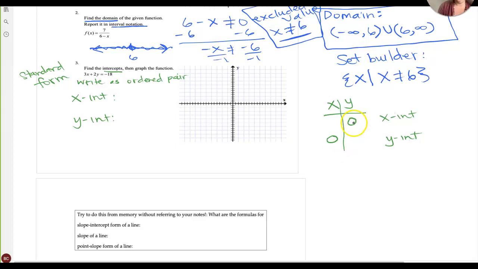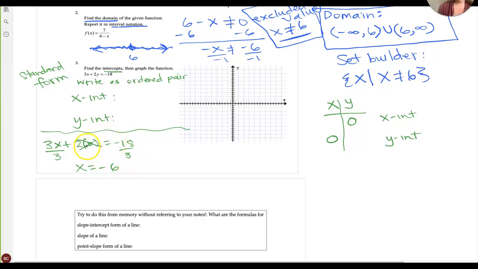Okay, so when we put 0 in place of y into this equation, I'll put some work down here. So I'll have 3x plus 2 times 0, because I'm letting 0 go in place of y, equals negative 18. 0 times anything is just 0, so that term is gone. So really all I'm doing to solve for x is dividing by 3. So I get x equals negative 6.